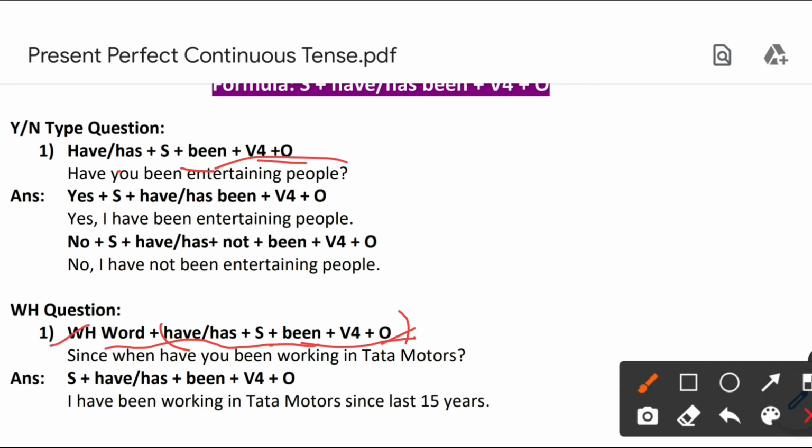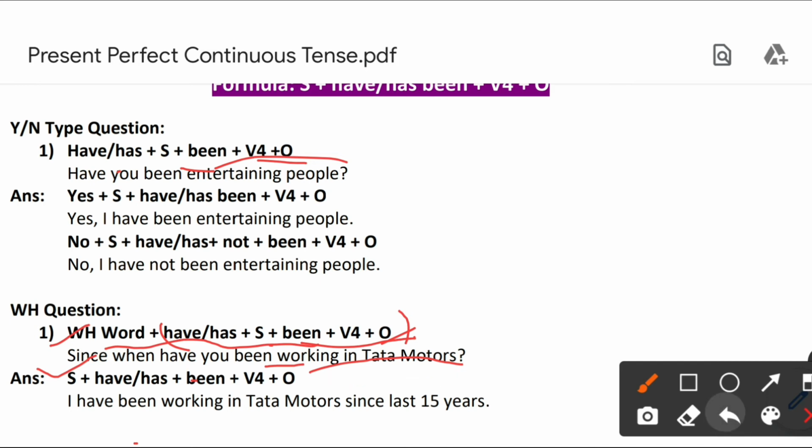Which are WH words? What, when, whom, how much, how many, who, where, all these are WH words. So you have to use any of these words. So the question is, since when? Then it starts with have you been working in Tata Motors? Since when have you been working in Tata Motors?